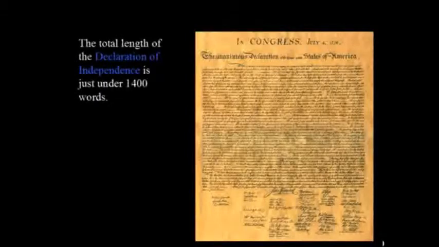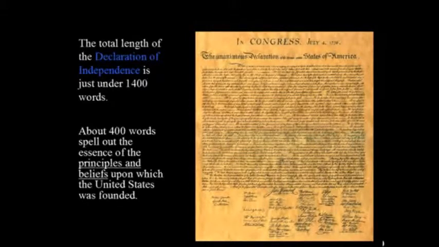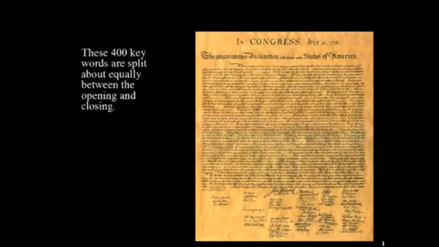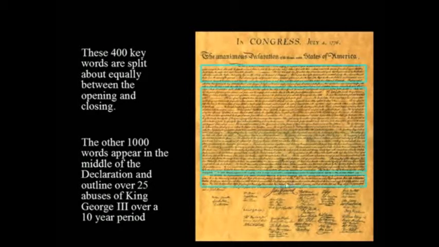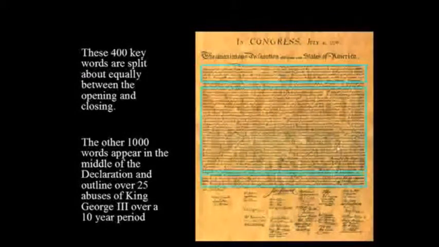The total length of the Declaration of Independence is just under 1,400 words. About 400 words spell out the essence of the principles and beliefs upon which the United States was founded. These 400 key words are split about equally between the opening and the closing of the document. The other 1,000 words appear in the middle of the Declaration and outline over 25 abuses of King George III over a 10-year period. And so you can see the significance of the weight of the introductory words, the closing words, where some key concepts are outlined, and then these middle words, which there are 1,000 of them, really outline the abuses of King George III.